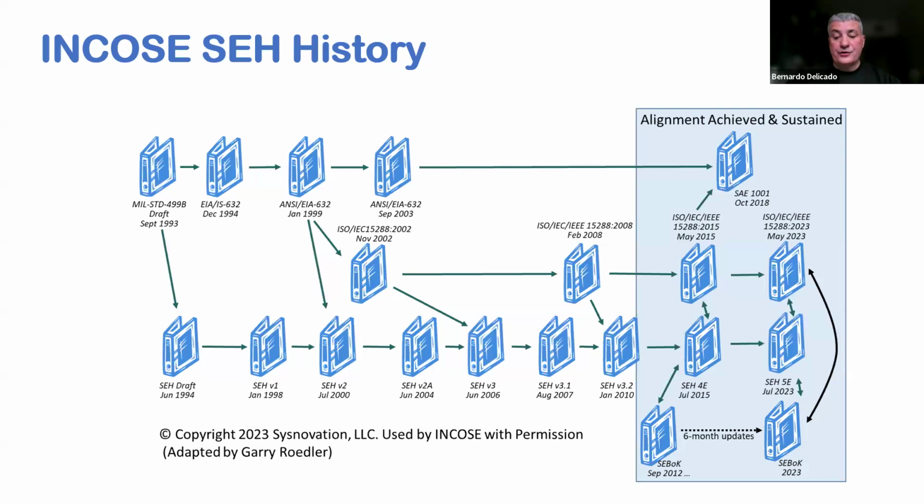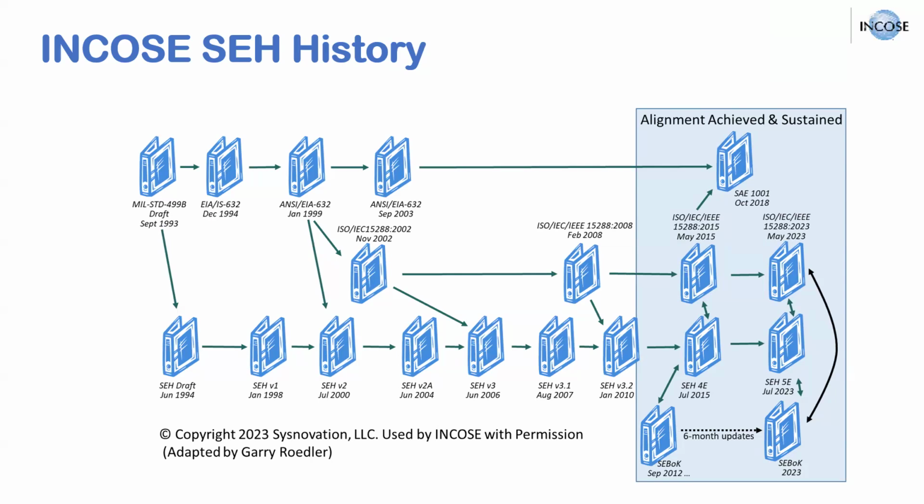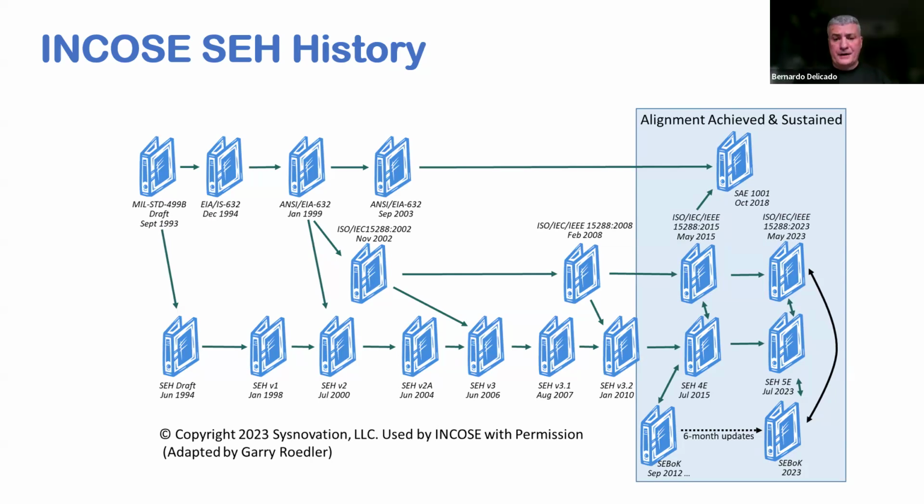This slide is very interesting. It shows the story of the handbook and the systems engineering standards. In the upper left corner, you can see the evolution of the standards, and in the lower left, the origin of the handbook. It began aligning in 2000, as you can see on the slide, with standard 632 from ANSI.